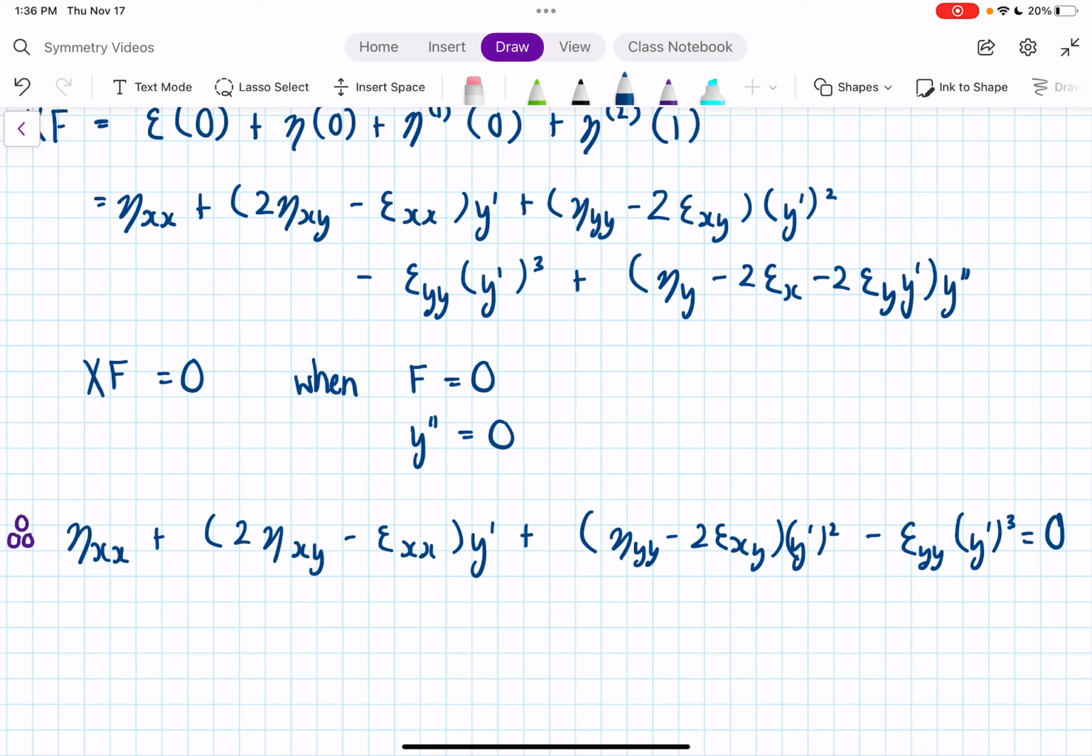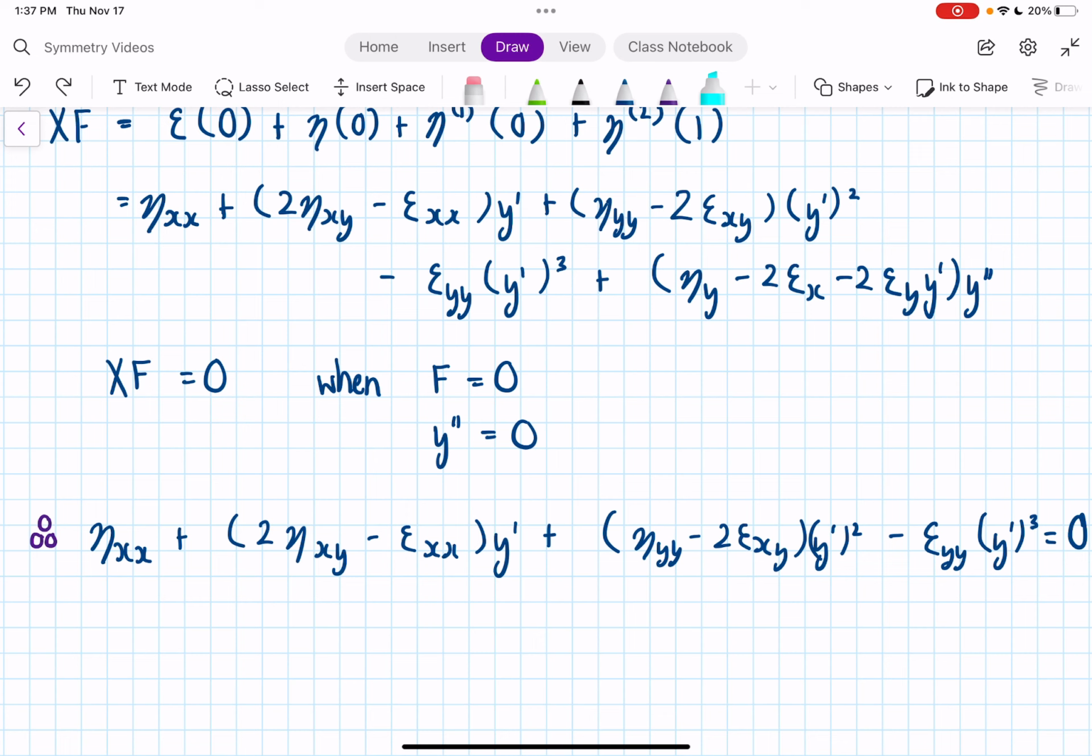Equals 0. And that's because we have to substitute that y double prime is 0, which means this whole thing is going to become 0, right? And so then that just falls away from the whole scenario. And so that's what we have.